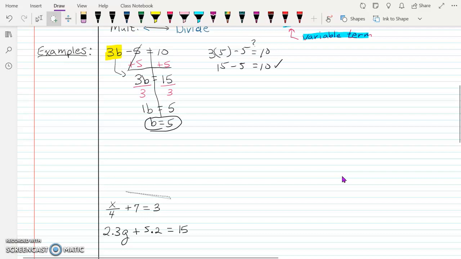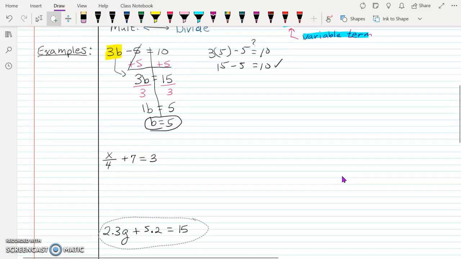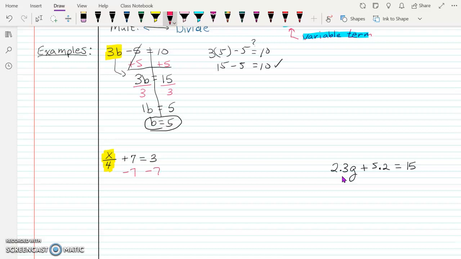Okay, let's take a look at our next example. I'm going to move it right up here. I think I'll move this one off to the side till we're ready for it. So in this next example, I see that my variable term is x divided by 4. I'm going to highlight that. To isolate my variable term here, I need to subtract 7. Again, I'm going to draw my line at the equal sign, so I make sure I do the same thing to both sides.